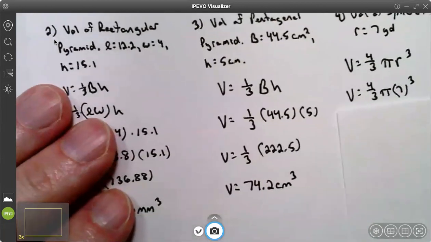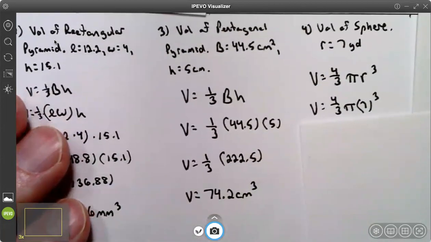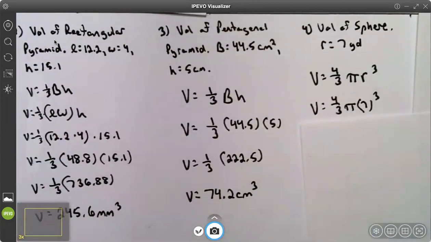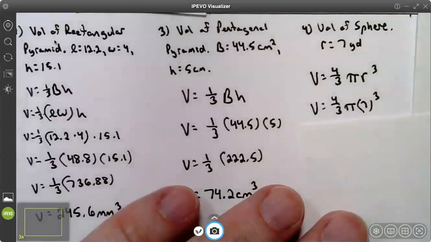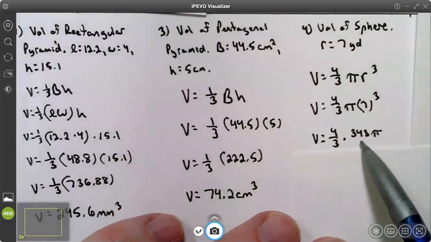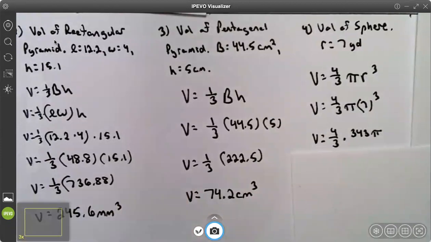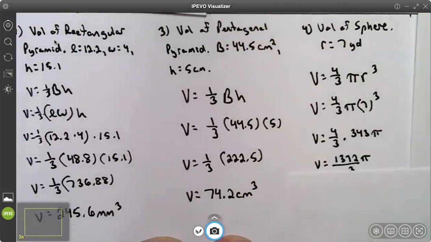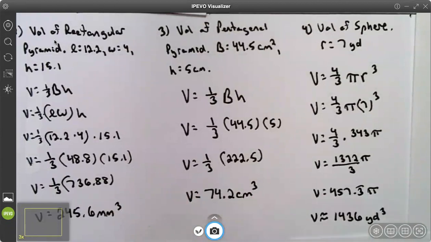Number 4 was a sphere. It gave us a radius of 7. So plug 7 in for your radius and try to find the volume of that sphere. Order of operations, you have to say 7 cubed first to get 343. If you have a scientific calculator, you can multiply all that together now. If you don't, what I would do is 343 times 4 is 1372. Leave that in my calculator, hit divided by 3. I get 457.3 repeating. Leave that in my calculator, hit 3.14 times, and I got my answer, which should be somewhere around 1,436 cubic yards.